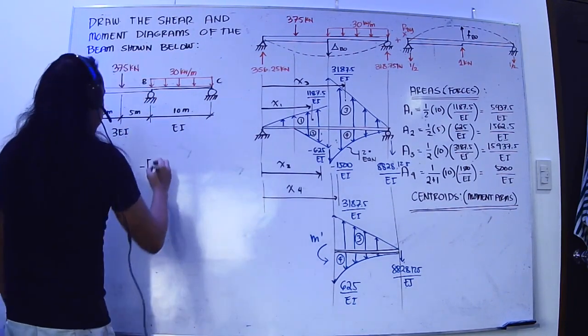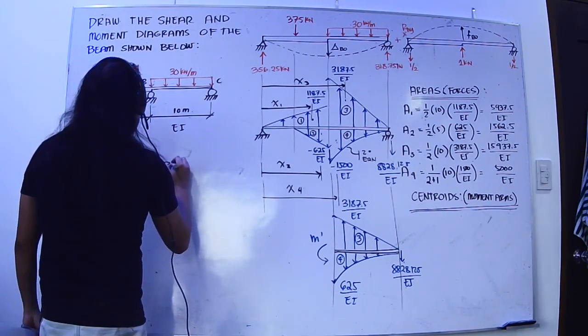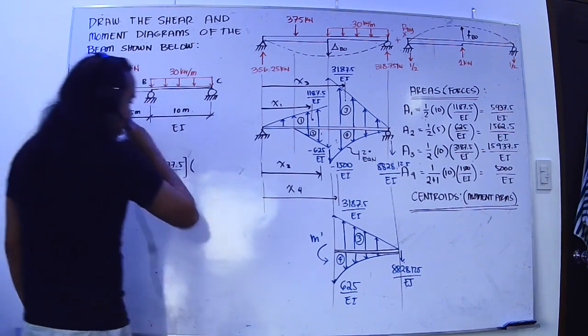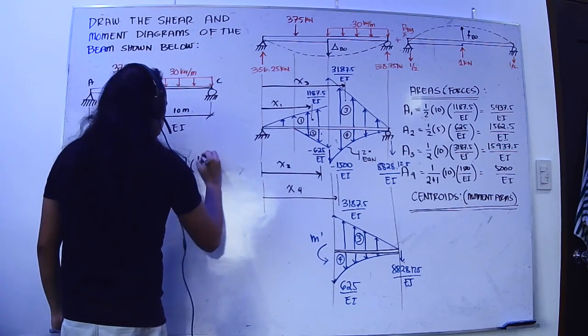Area 3 is equal to 15937.5 over EI multiplied by its moment arm, which is equal to just 10 over 3. Okay?